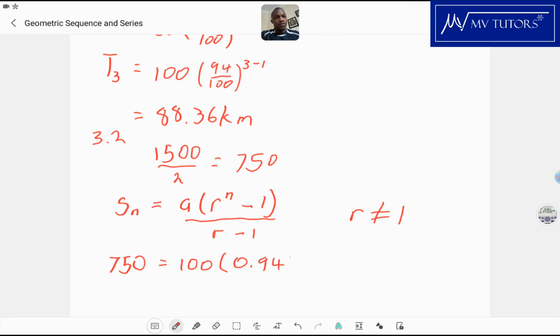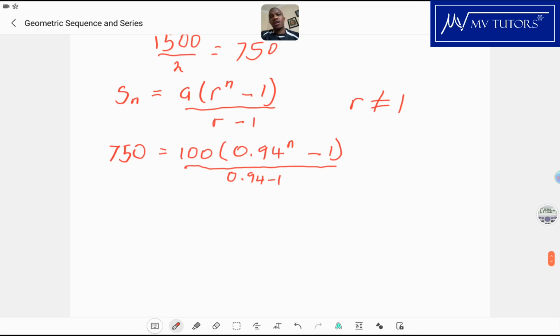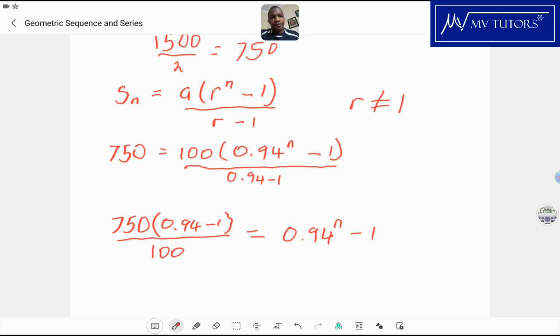So I'm just going to put 0.94 to the power n minus 1, and divide the whole thing by 0.94 minus 1. Okay, now it's just a matter of working this thing out. So we're going to cross multiply really. I'm going to take this and put it on top, so it's going to be 750 times 0.94 minus 1, and all of that will be divided by this 100, so that this side I'll be left with 0.94 to the power n minus 1.